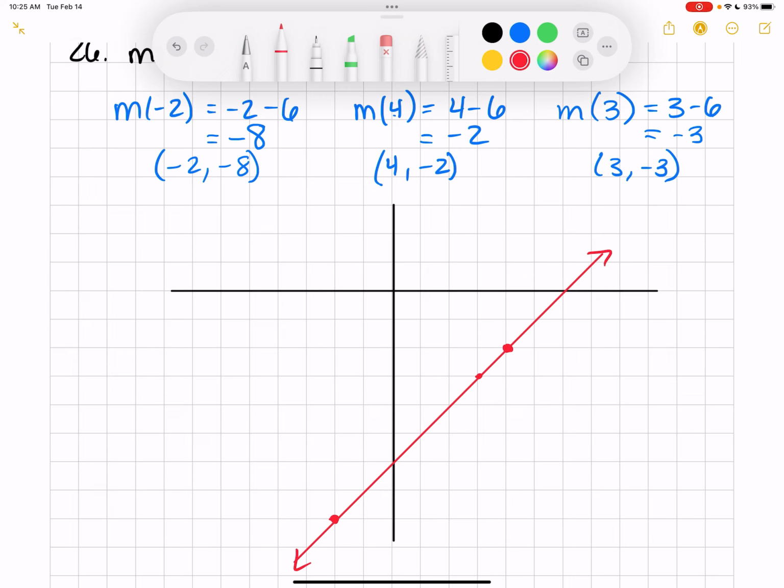So you can pick any number that you want to plug in. It doesn't have to be the same numbers every time. You can be like, I'm going to roll a dice and I'm going to pick 6. I'm going to flip a coin and I'm going to pick 2. You can choose whatever numbers you want to plug in.